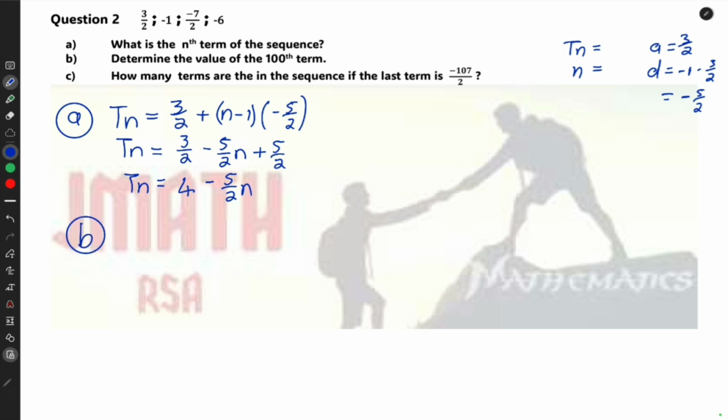Question B. Determine the value of the 100th term. They're giving me a position, so I can put n as 100. They are asking me for a value.